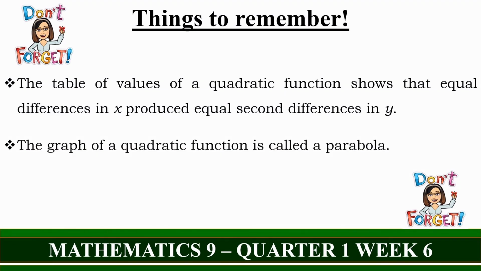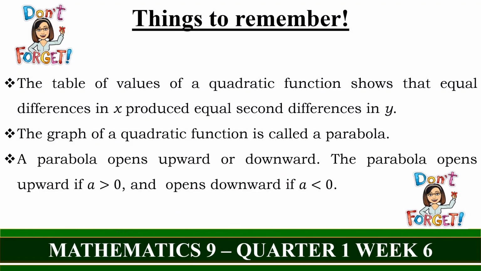The graph of a quadratic function is called a parabola. And lastly, a parabola opens upward or downward. The parabola opens upward if a is greater than 0 and opens downward if a is less than 0.